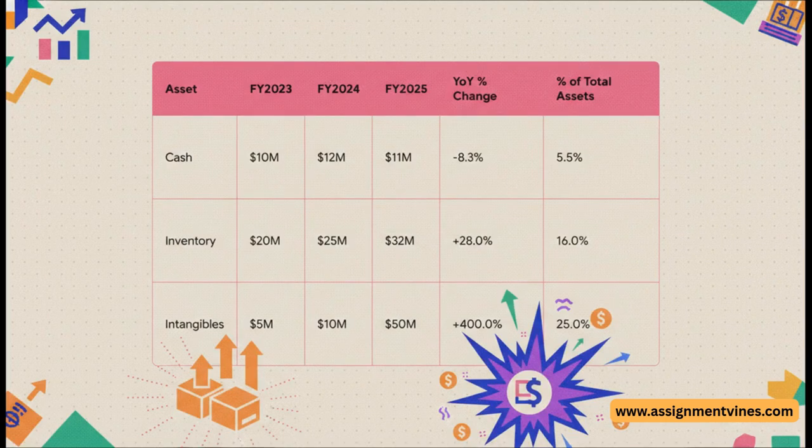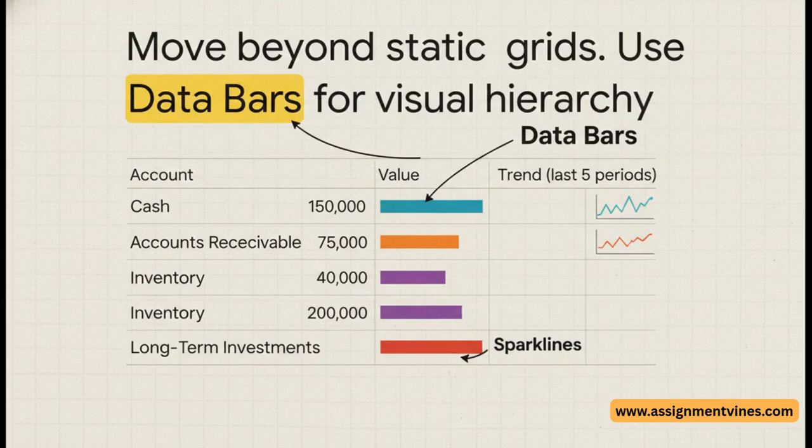So this is what your model gives you, a table full of numbers. You've got your raw data, your year-over-year growth, your percentages of the total, and yeah, you can see some stuff like, wow, inventory is up 28%, and whoa, intangibles shot up by 400%. But let's be honest, just staring at a grid of numbers is kind of boring, right? It doesn't exactly scream insight. So let's fix that, because this is where the fun starts.